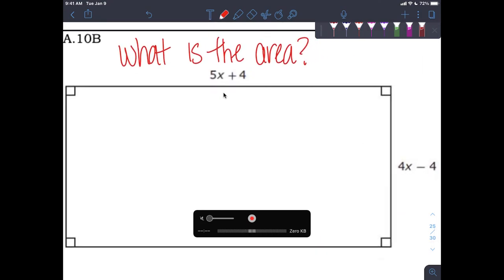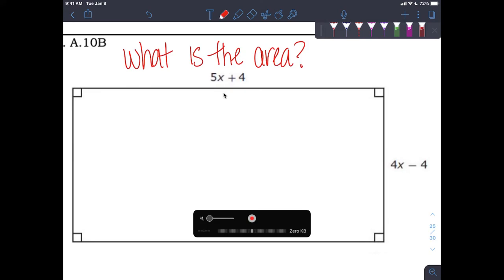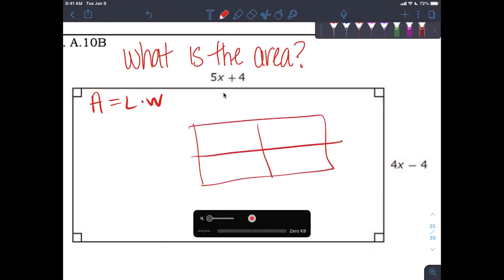All right, so here they gave us this rectangle with these two sides, and they're asking me what is the area. Area of a rectangle is length times width, meaning I've got to multiply these two sides. So yes, I could distribute and do all that fancy stuff, but we like to use our box because it's a little bit simpler.